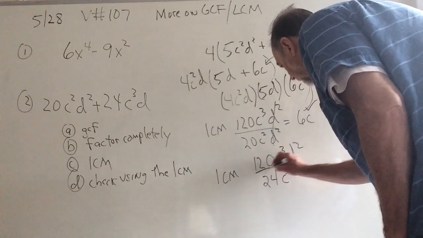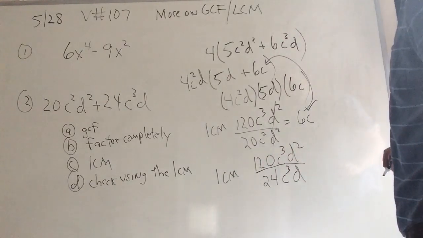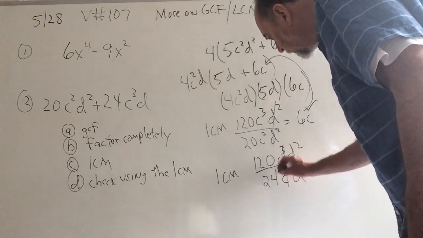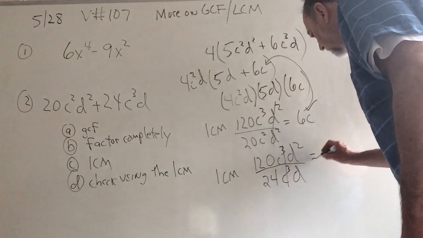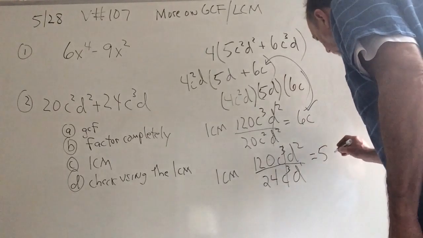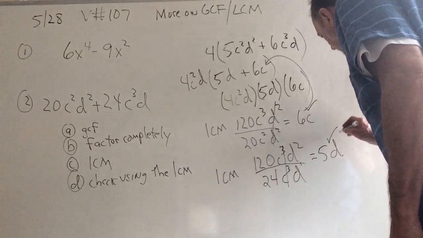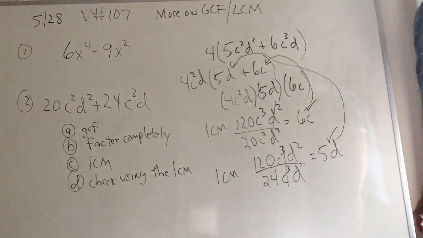And again, there's your division, and there's your D to the 1, and the C's cancel. 24 goes into 120, 5 times. The C's went away. D to the second minus D to the 1 is D to the first. Check, and we put the arrow over here, and the problem's been completely solved.